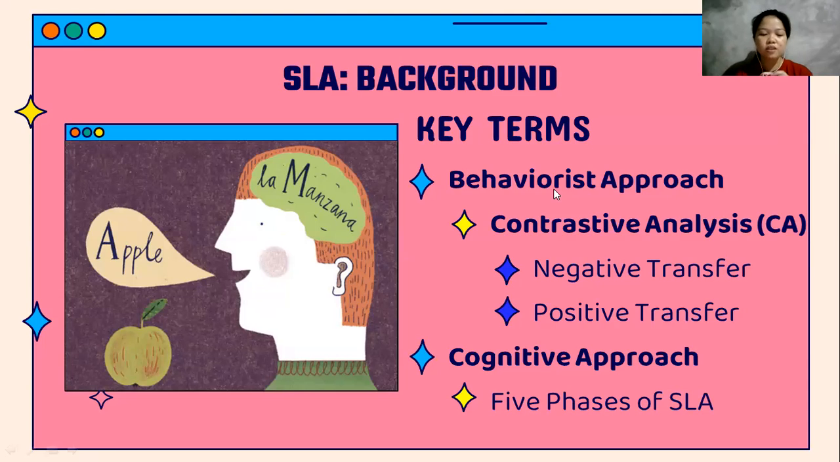Second, the errors that learners made were systematic rather than random. They're not random. These errors are made systematically. That's the second observation. And the third, learners appeared to move through a series of stages as they develop competence in the target language. And these stages are what we call the five phases of SLA.